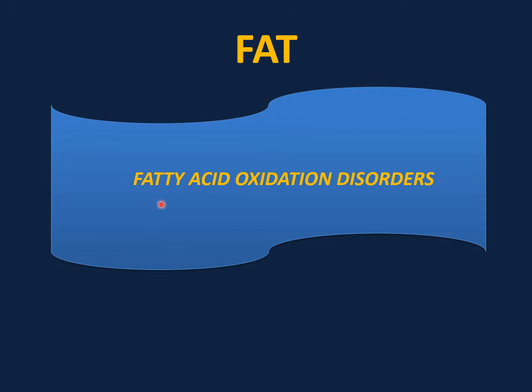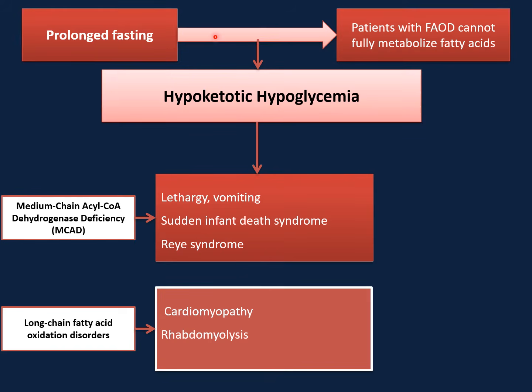We'll start a new section: fatty acid oxidation disorders. The key word for this disease: prolonged fasting, or a sick child not eating or not drinking, like vomiting, diarrhea. When these children with fatty acid oxidation defect are sick, they cannot fully metabolize the fatty acids, so they will develop hypoglycemia, low blood sugar, without ketosis, without metabolic acidosis.